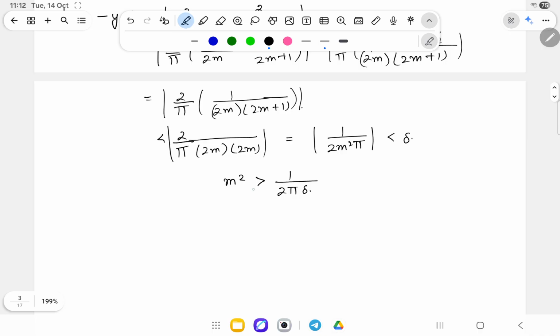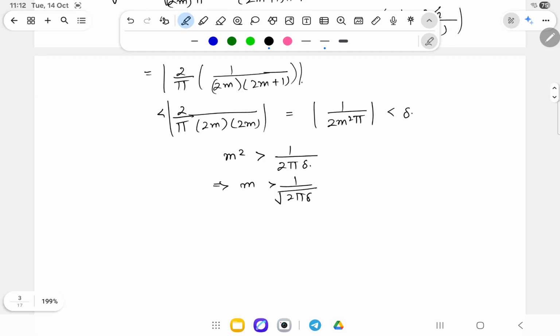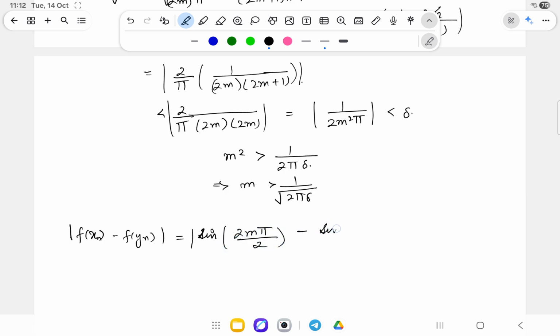So I am choosing my m such that this condition is satisfied. So my m is greater than 1 by square root of 2 pi delta. Now let's see what is my f of xn minus f of yn. So that will be modulus of sine 2m pi by 2 minus sine 2m plus 1 pi by 2.